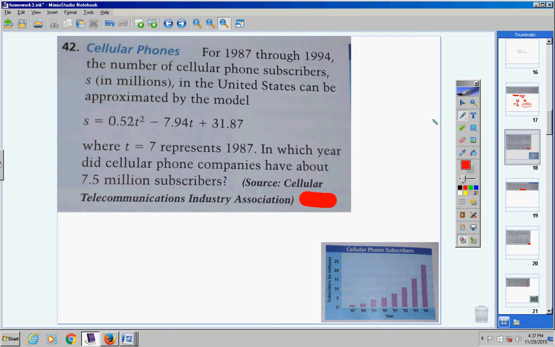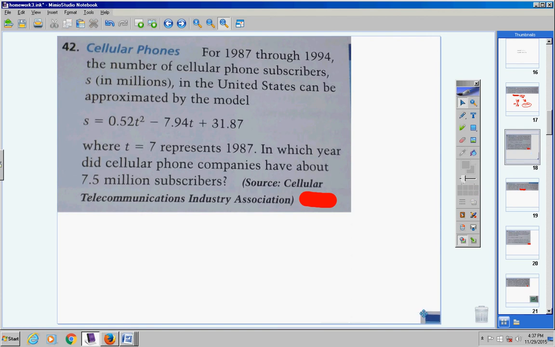Alright, number 42. For 1987 through 1994, the number of cell phone subscribers can be modeled by this model here. When T equals 7, that represents 1987. In what year do cell phone companies have about 7.5 million subscribers? I wasn't sure if we'd need this graph. It doesn't look like we do. I'm going to put it way down here, but I'm pretty sure we're not going to need it.